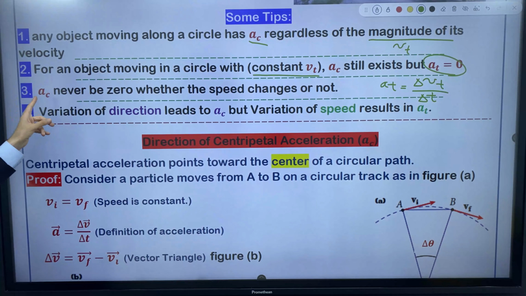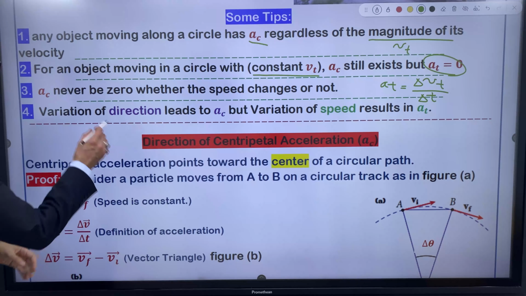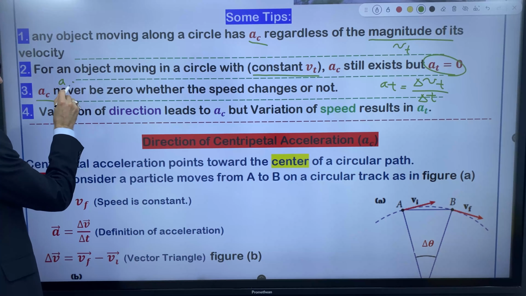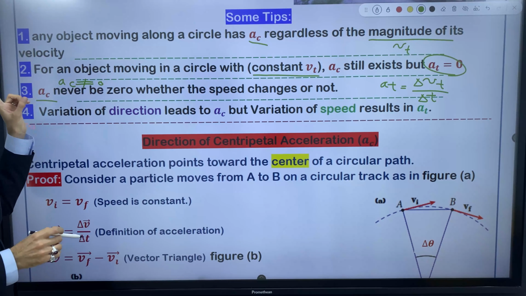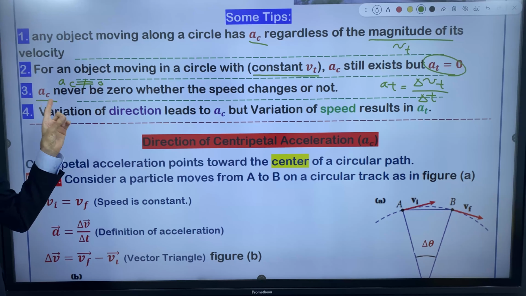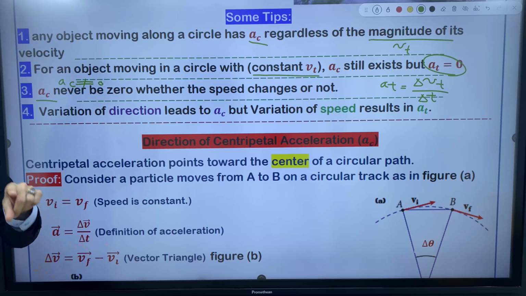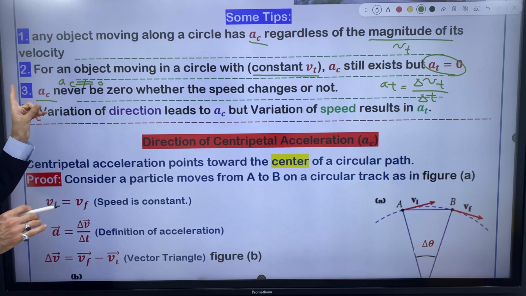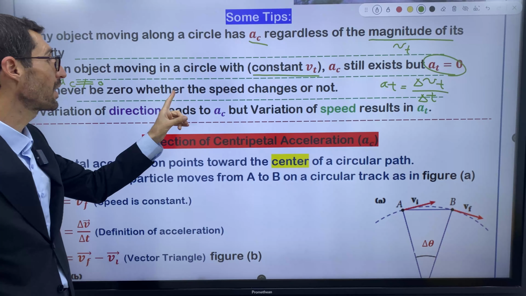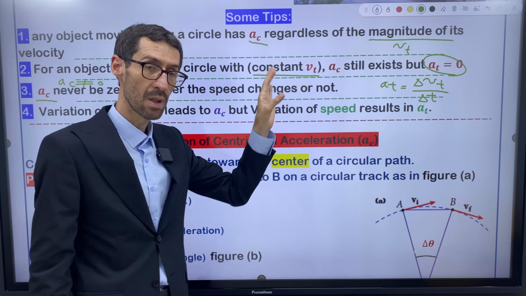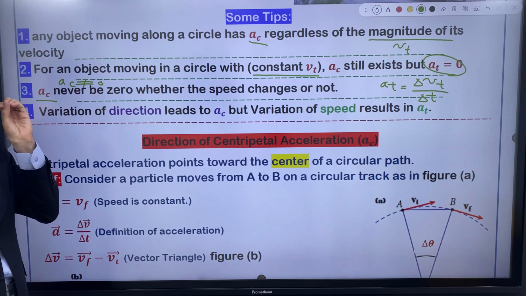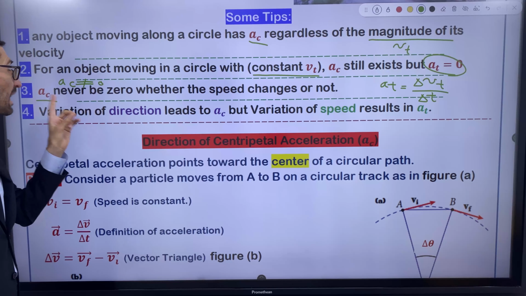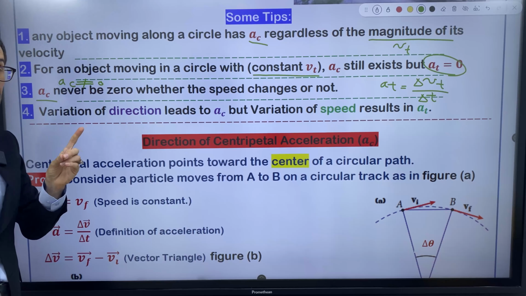The third tip: AC never is zero. I told you, AC never is zero. So AC equal to zero is impossible. It doesn't make sense if you say AC is equal to zero and the object moves along a circular track. It's pointless, right? So AC never becomes zero, whether the speed changes or not. I told you, AC is independent of speed. AC is independent of the magnitude of velocity.